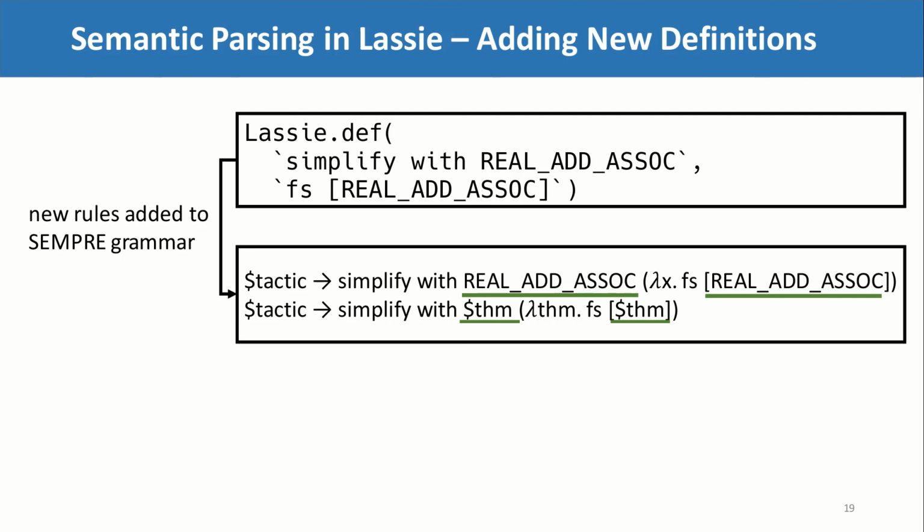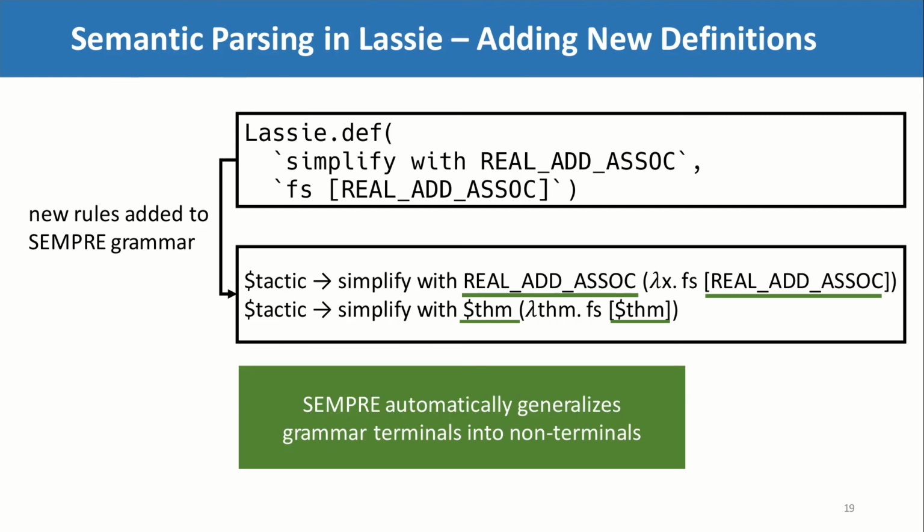This generalization is what makes Sempre our perfect fit for developing tactic languages with a semantic parser. In general, Sempre will automatically generalize grammar terminals into non-terminals, adding new rules that go beyond the examples that are given to the def command.